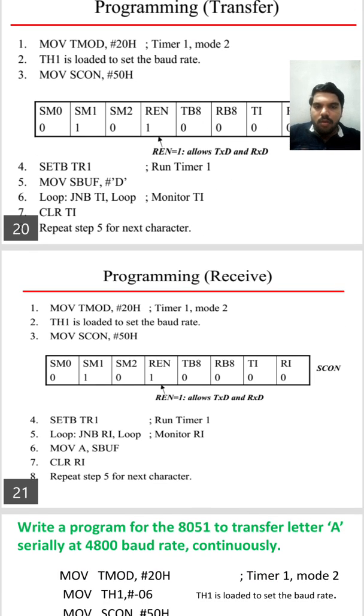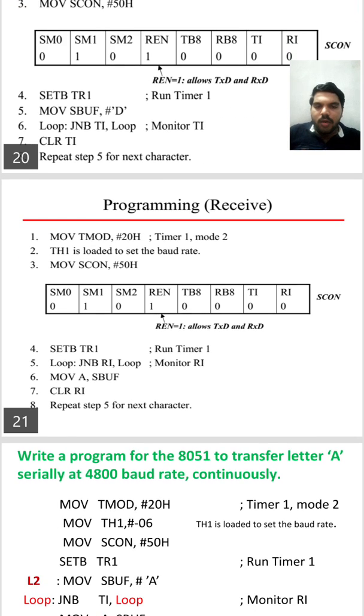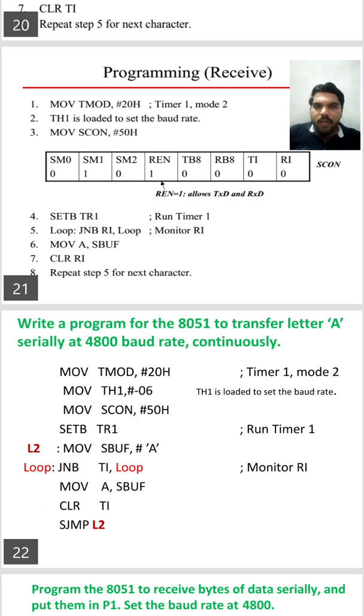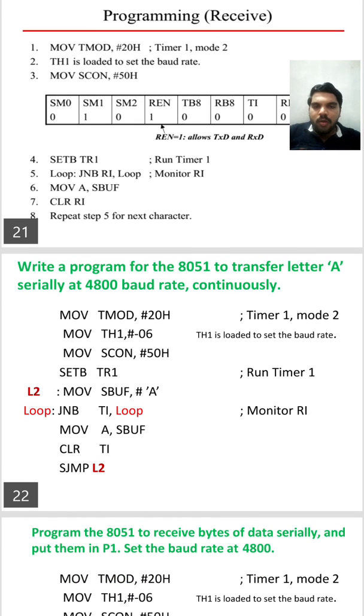For the receiver the same steps are followed. The first 3 or 4 steps are similar, except that in the looping concept we use TI for the transmitter and here we use RI. So move A, SBUF, and clear RI. For the transmitter: move TMOD 20H, move TH1 baud rate, SCON register, SETB TR1, move SBUF, character A. For the receiver, the character is received as move A, SBUF. Also we have to clear the flag and end the program.